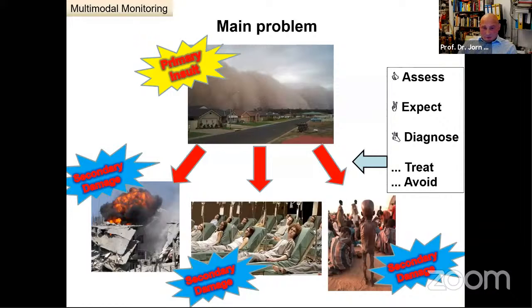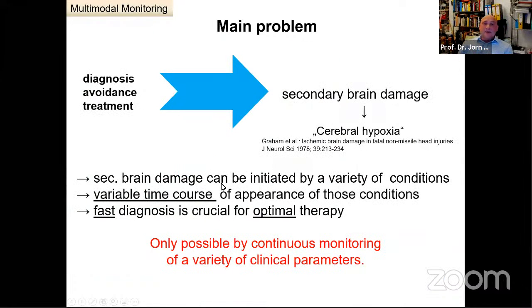But everything afterwards is something that we can actually influence. So we have the primary insult, and this leads to secondary damage. So what we do is we have to assess the situation, we have to expect any complications, and we have to diagnose these complications, and then we can treat them or maybe even avoid them. So that means you have the primary problem and the secondary damage, and here where these arrows are, that's where we can actually intervene. And that's where our problem comes to light.